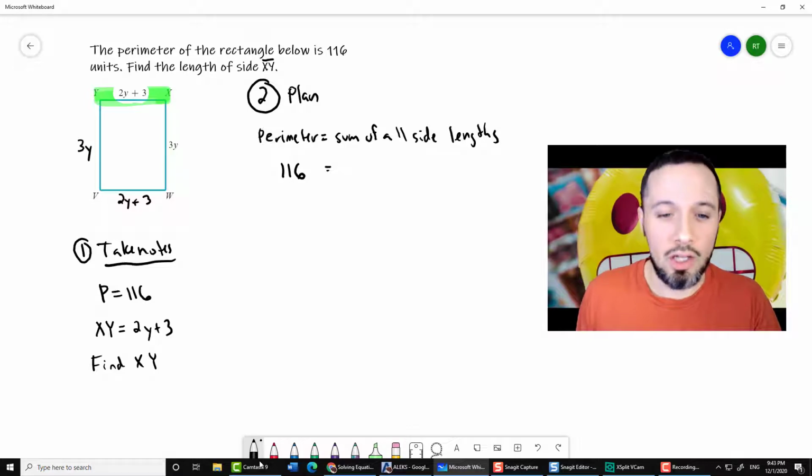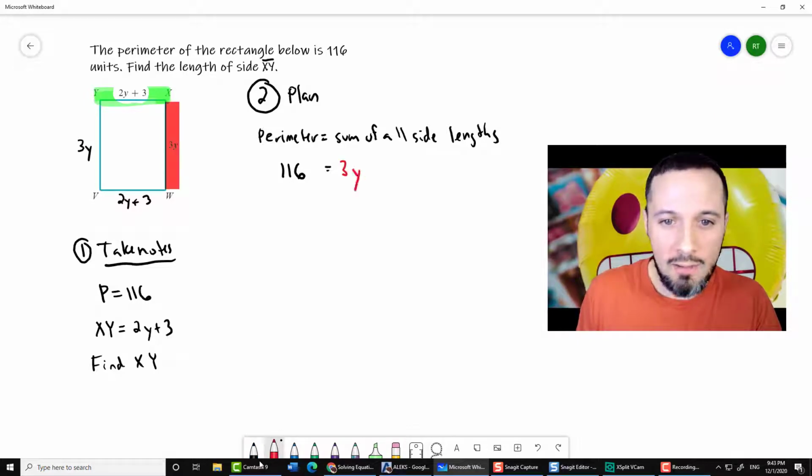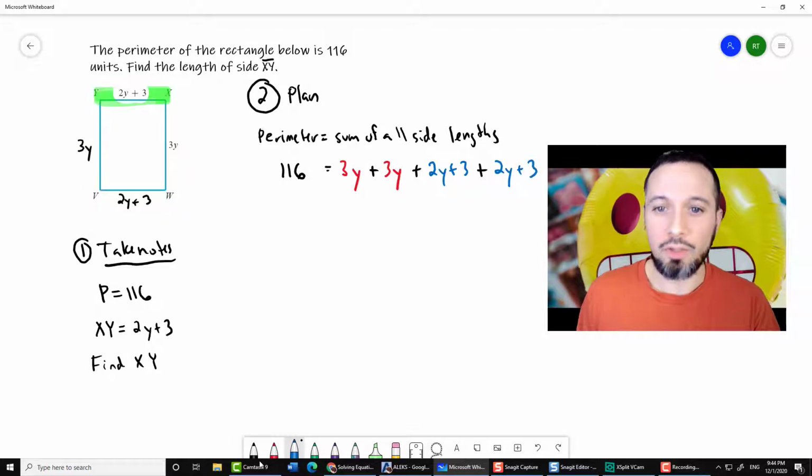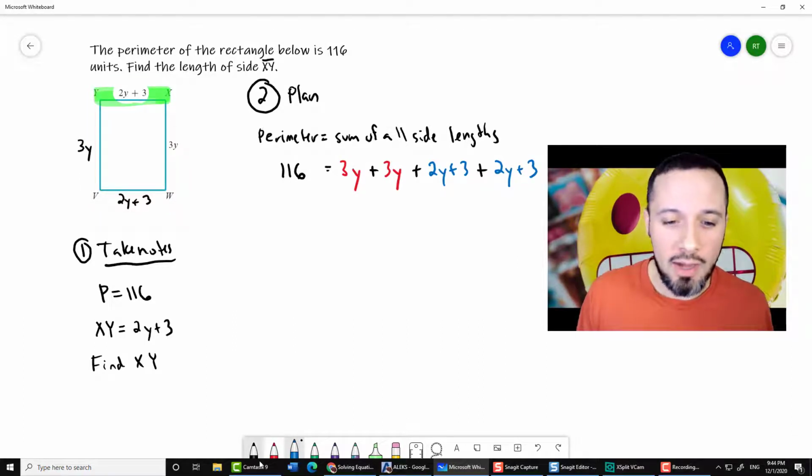I'm going to use different colors to show the different sides. So I know I have 3y plus another 3y plus 2y plus 3 plus another 2y plus 3. You can see I have 4 side lengths represented here. And if you want, you can underline them as you write it, because it can be confusing as to which ones you wrote.